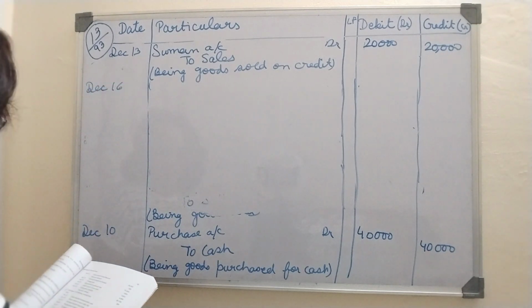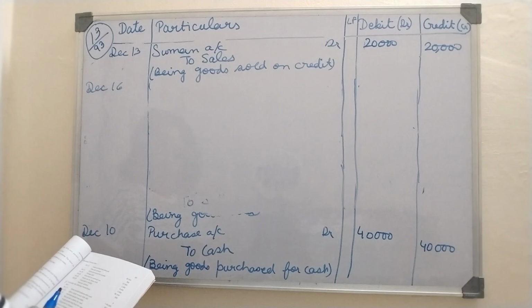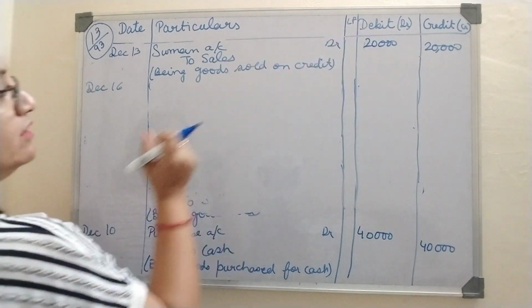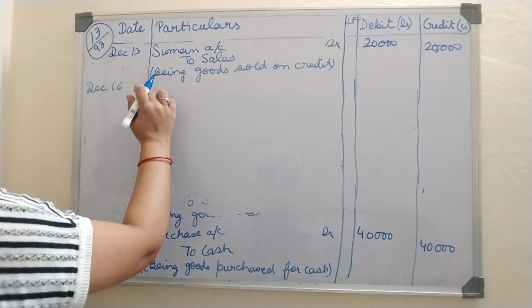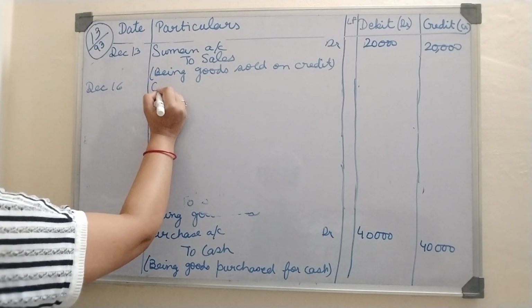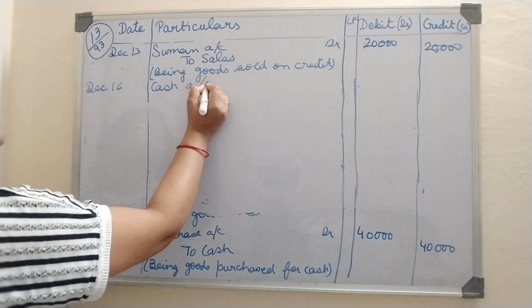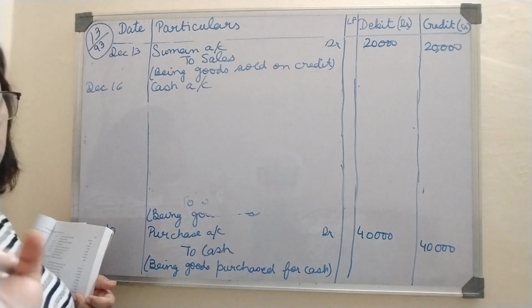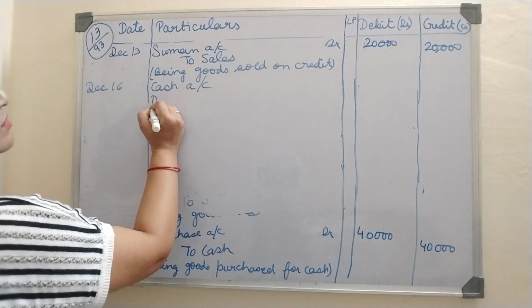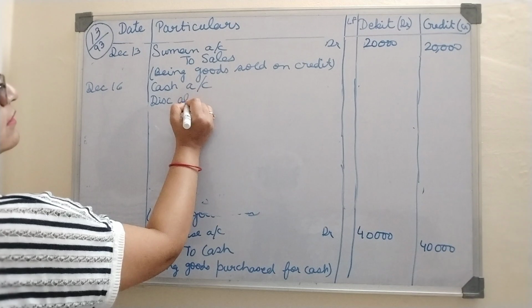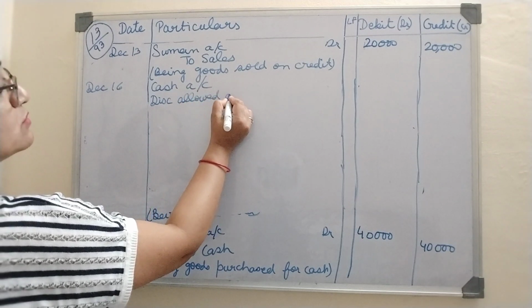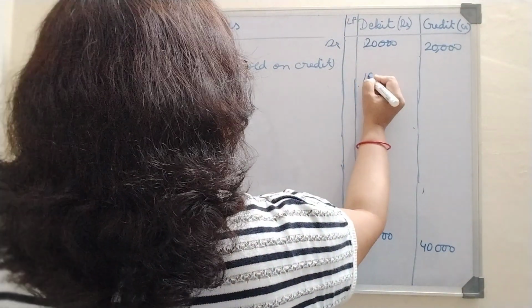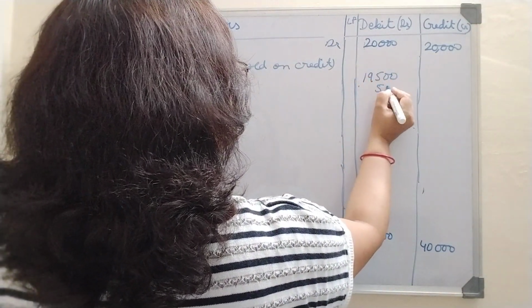December 16 says receive check from Suman 19,500, discount allowed 500. See, we have received money for this, right? So it means what has come in? Cash. Cash has come from Suman. Suman has given us. Now Suman is debit over here. Suman should be credited. But you see, we have allowed discount also. Discount allowed is an expense or loss for us. So we always debit expense and loss. So it is 19,500. This is 500.